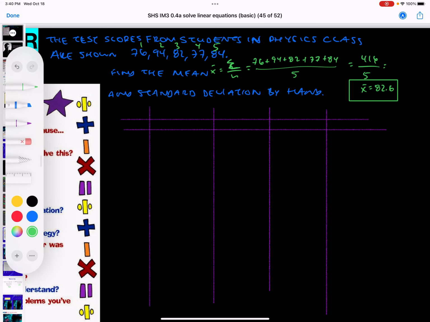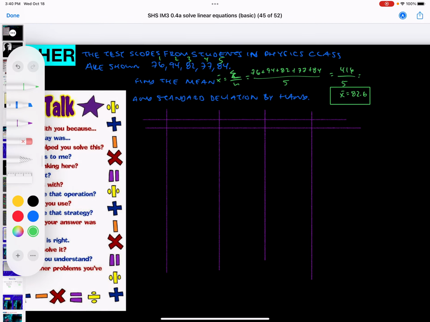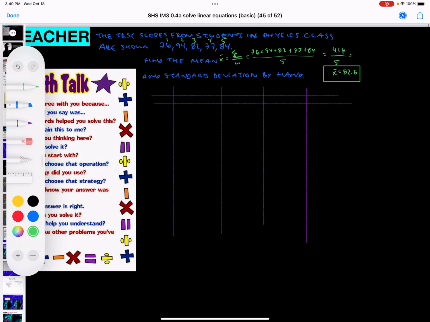Okay, so now we're going to calculate standard deviation by hand. So x, let me write down the formula. Standard deviation is the square root of the summation of all your numbers subtracted by the mean, squared, divided by n. And the n is in the square root.